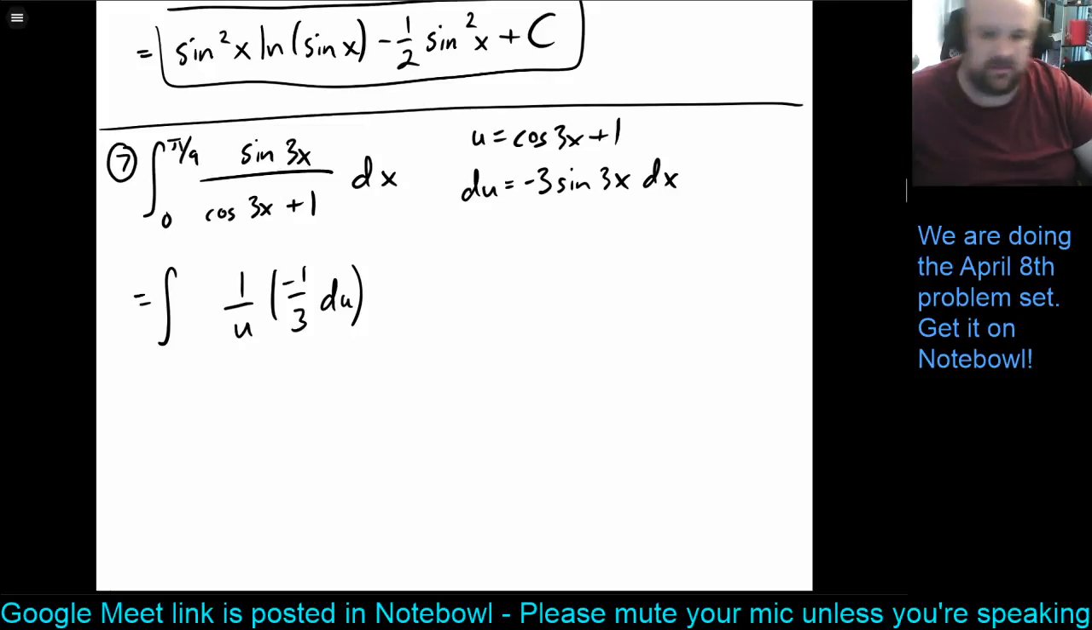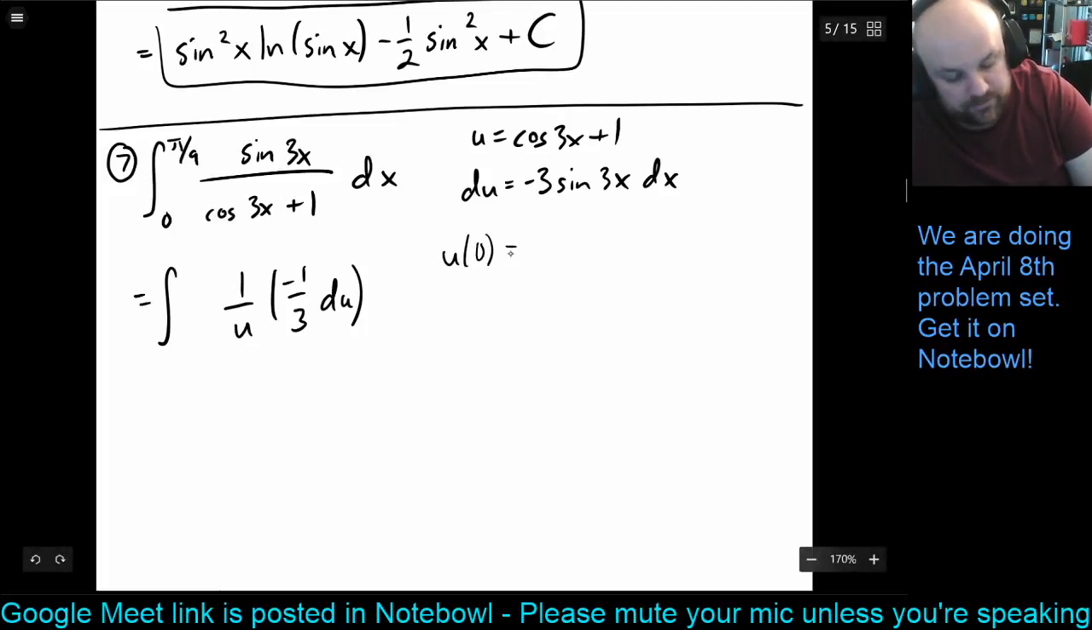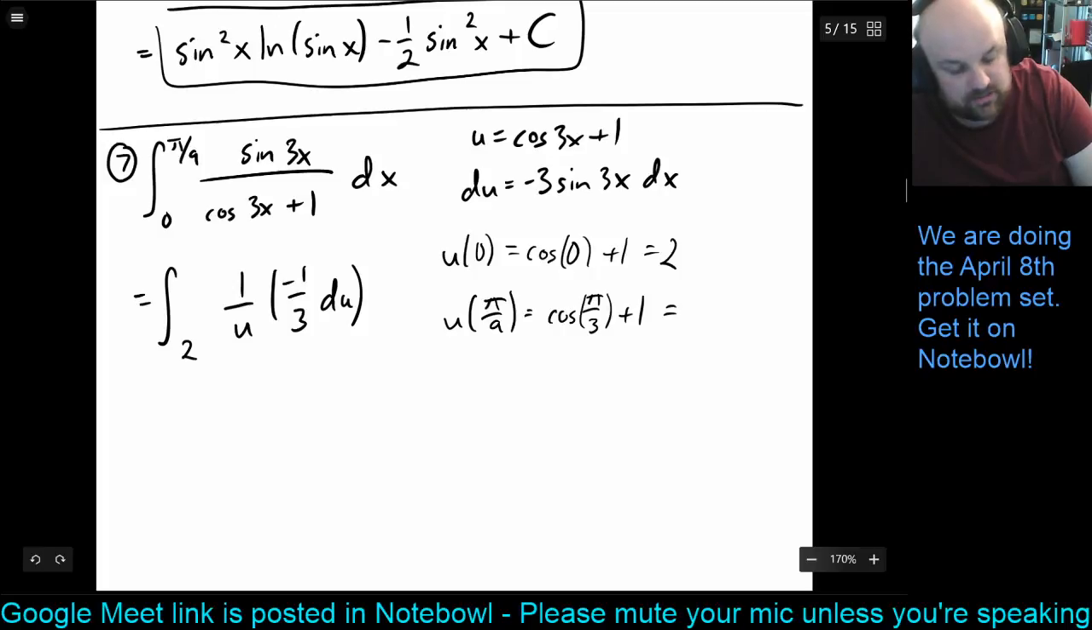But now, we need to deal with the bounds. So we just plug these in. So plug 0 in, u of 0 is cosine of 0 plus 1, which is 2. U of pi over 9 is cosine of pi over 3 plus 1, which is 3/2.